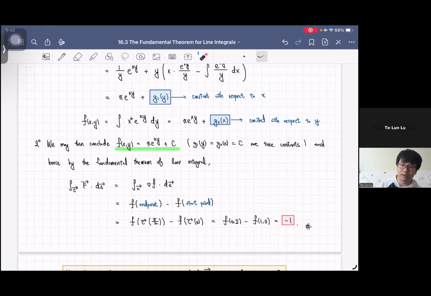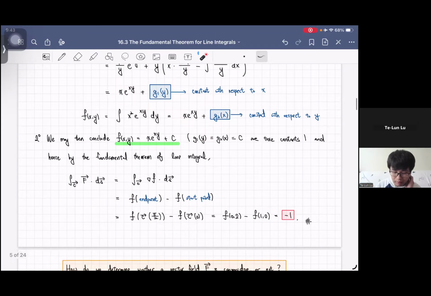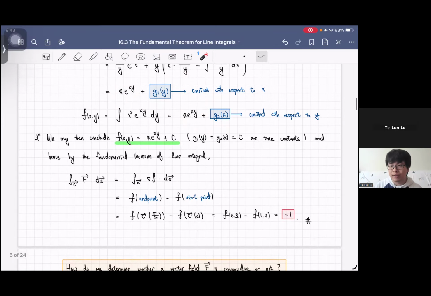There is a possible scenario where g2 of x, for example, if you integrate this and you get x e^(xy) plus say x squared plus g1 of y, then in that case, this g2 of x will be x squared, right? So that depends on the situation. In this case, it is very nice because both formulas coincide. So the constant term is actually an absolute constant, a real number, not a function. We will see more examples afterwards anyway. But now we have the potential function.